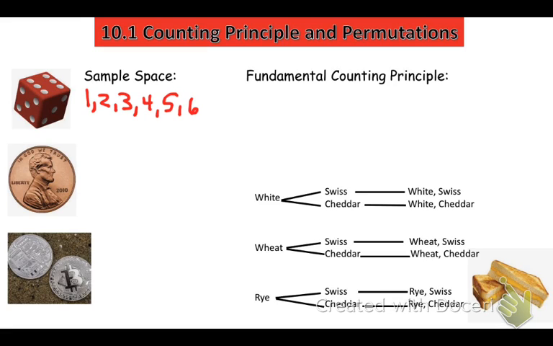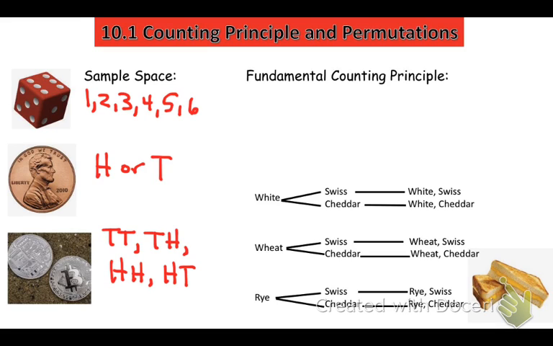If we looked at the sample space of tossing a coin, we could have heads or tails as our sample space. And if we were tossing two coins, for instance, the sample space would be tails and tails, tails and heads, heads and heads, or heads and tails.